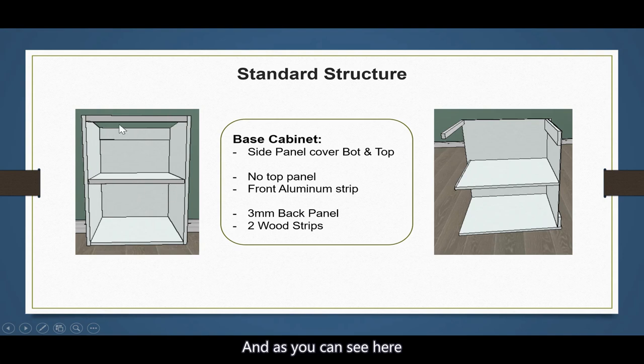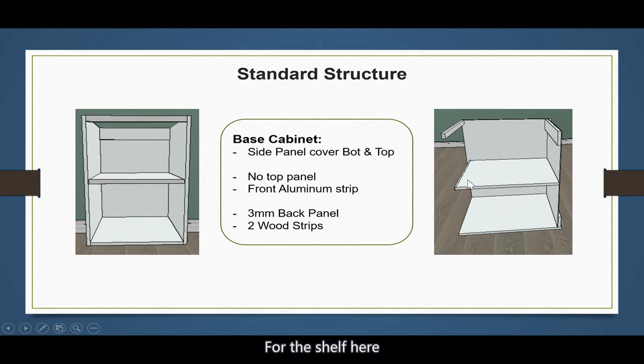As you can see here, we do not have the top panels. Instead, we go for the fronts. In the front parts, we have a front aluminum strip to strengthen the structure. In the back sides, we have wood strips. Looking at the side structure view, when I hide the right side panel, you can see there are two wood strips to connect and hold the structure of the back side of the cabinets. Between them, we have a 3 millimeter thick back panel. This is the standard structure for the base cabinets.